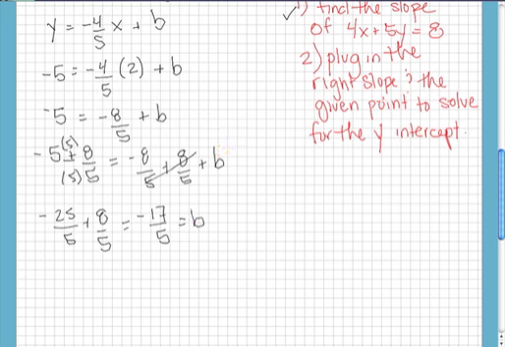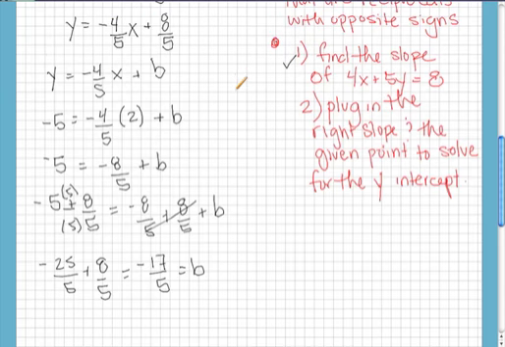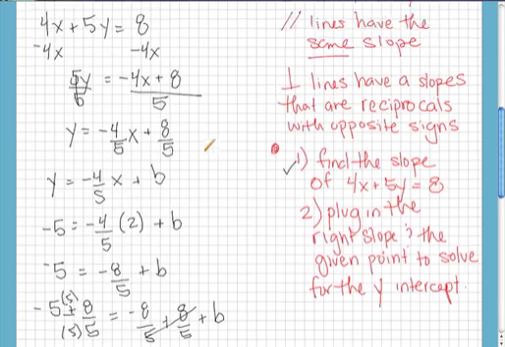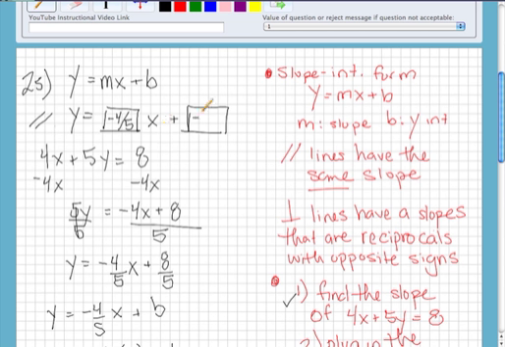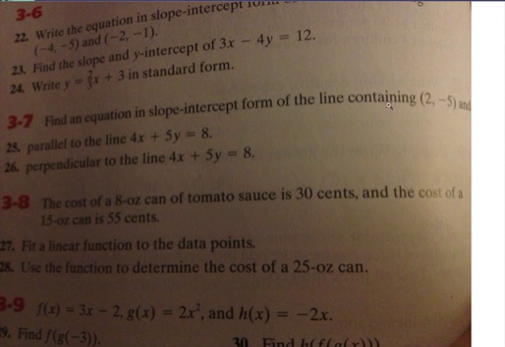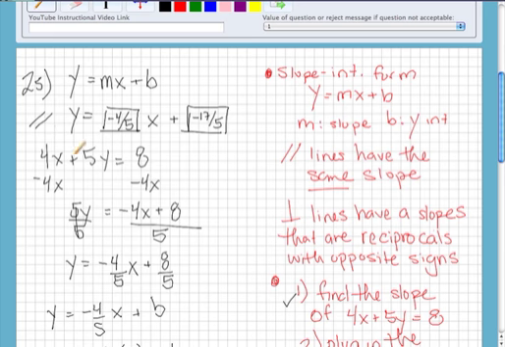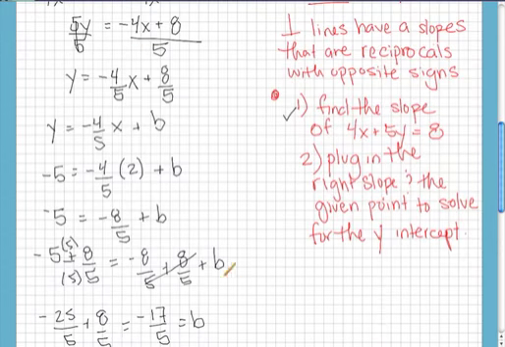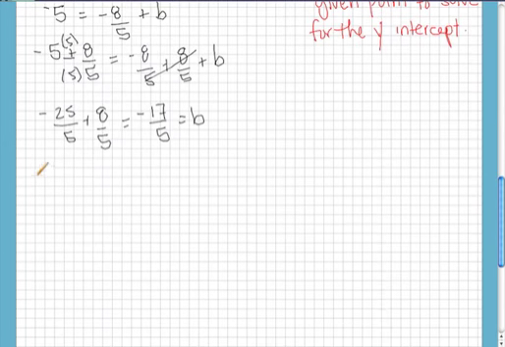So now we found what b is. Let's go ahead and plug that into our equation. b is negative 17 over 5. It looks like we have all the boxes filled in, so problem 25 is now done. This is the equation of the line parallel to the line given going through this point in slope-intercept form specifically. Now let's go ahead and take a look at problem number 26.